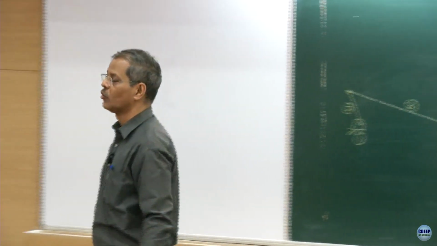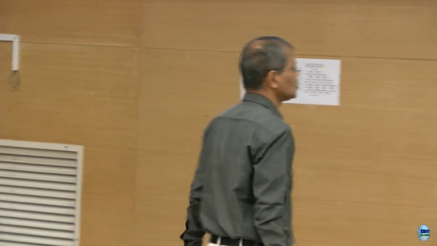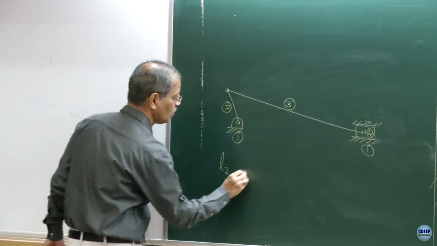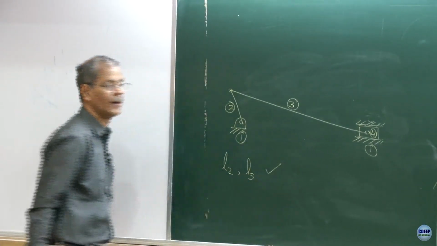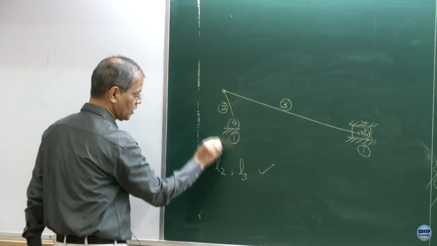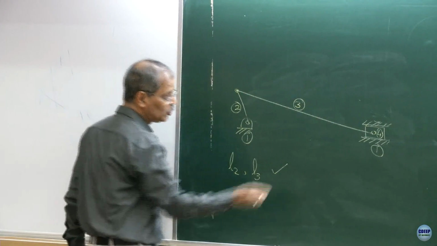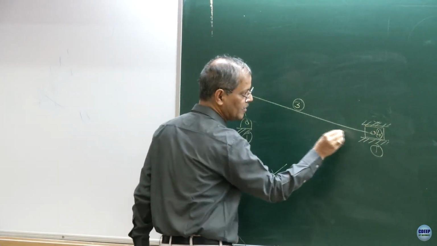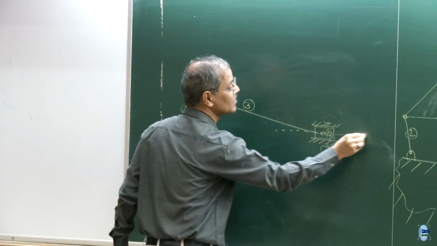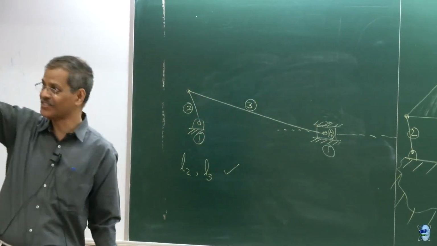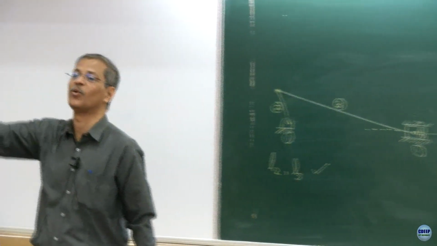Okay, so when you are looking at this slider crank mechanism, link lengths have been given means I know L2, L3 have been given. I know the location of the first pivot. I know that this slider is going to move on this axis. I don't know where it is on that axis, but that is the motion locus of that slider.